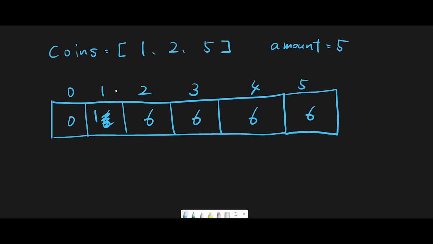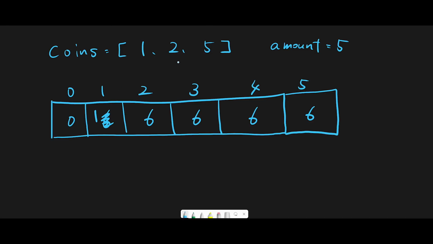And then next we have coin 2. But definitely we cannot create amount 1 with coin 2, right? Because coin 2 is bigger than amount 1. The same reason applies to coin 5, right? So that's why we don't update index 1 anymore. So the minimum number of coins to make up amount 1 with these coins should be 1 coin, I mean 1 coin 1. So looks good. And so we skip coin 2 and coin 5 in this case.